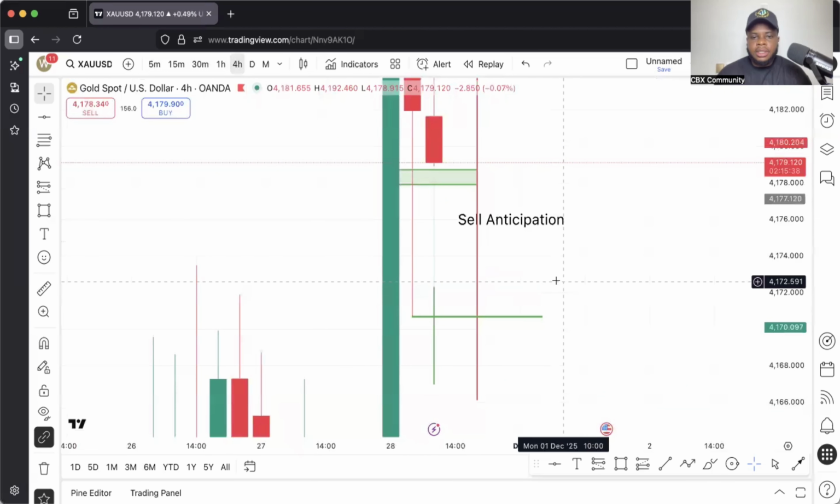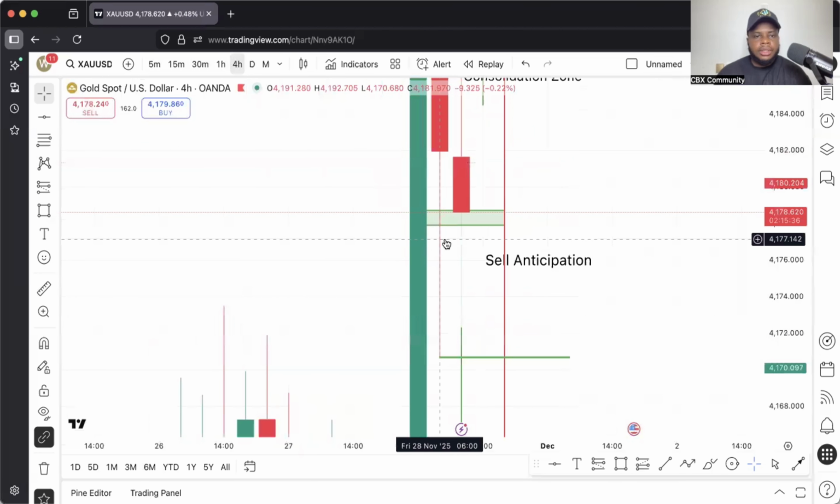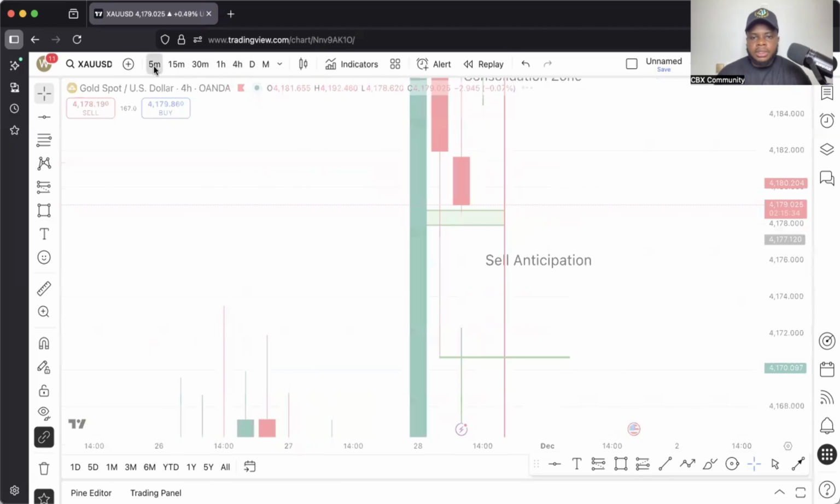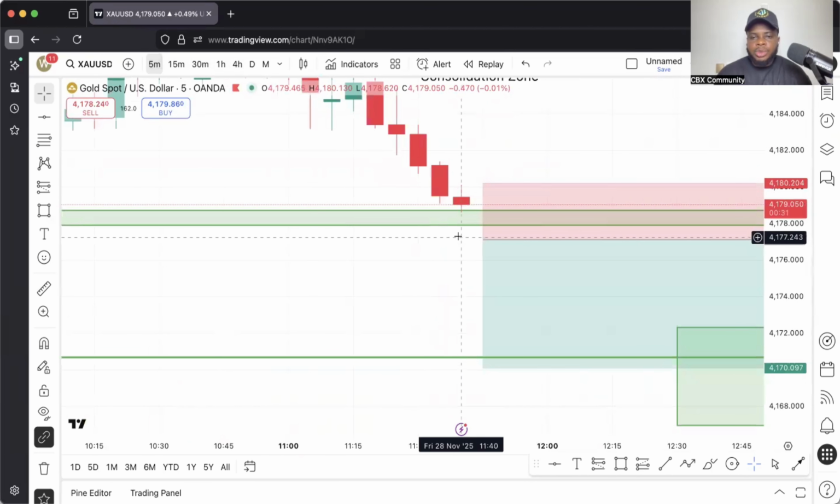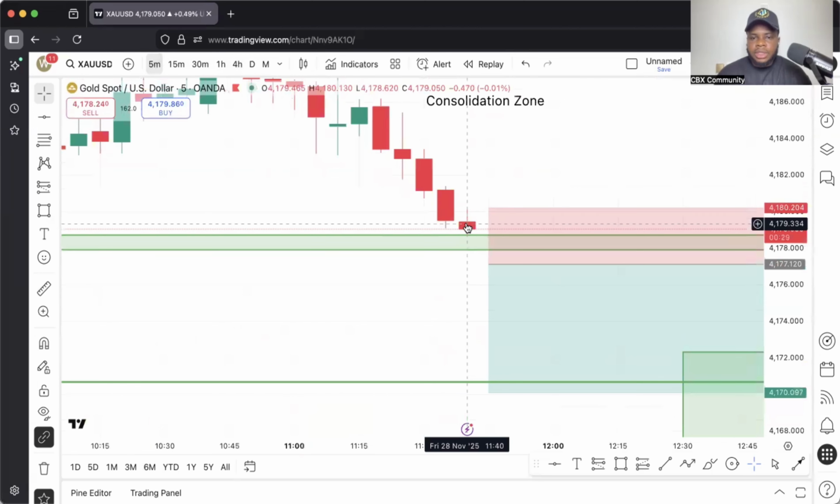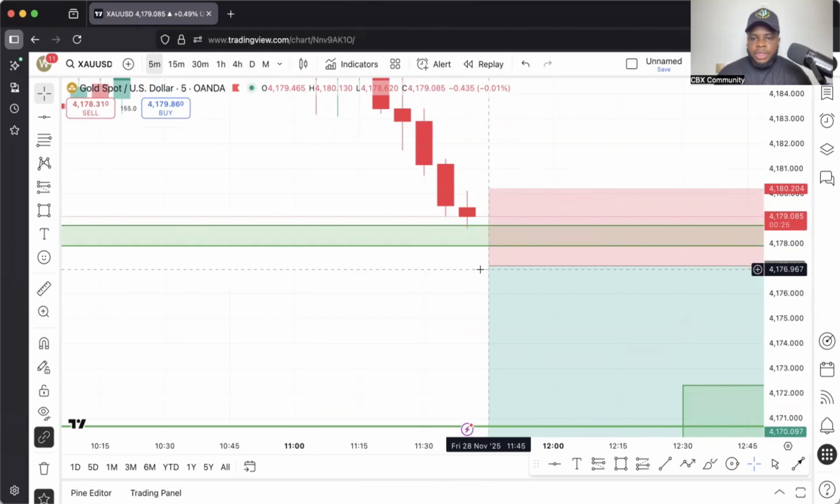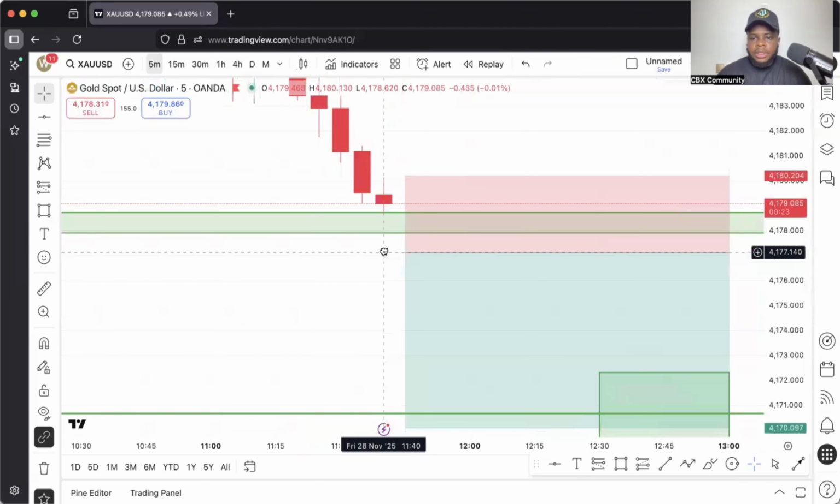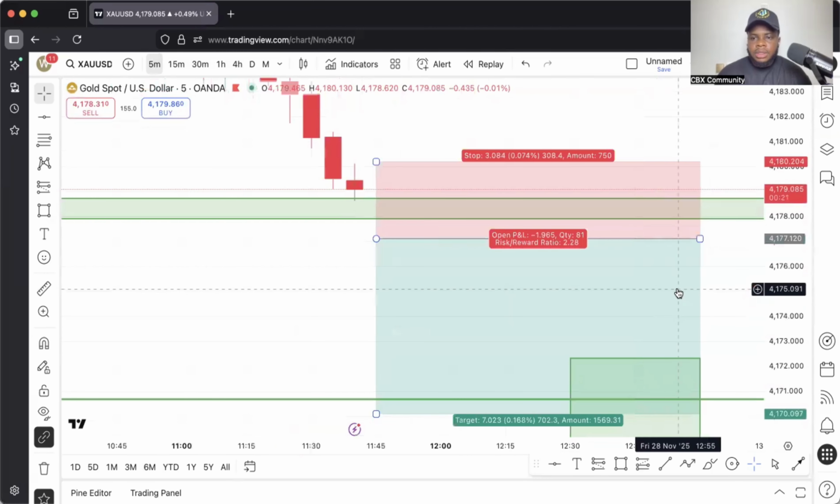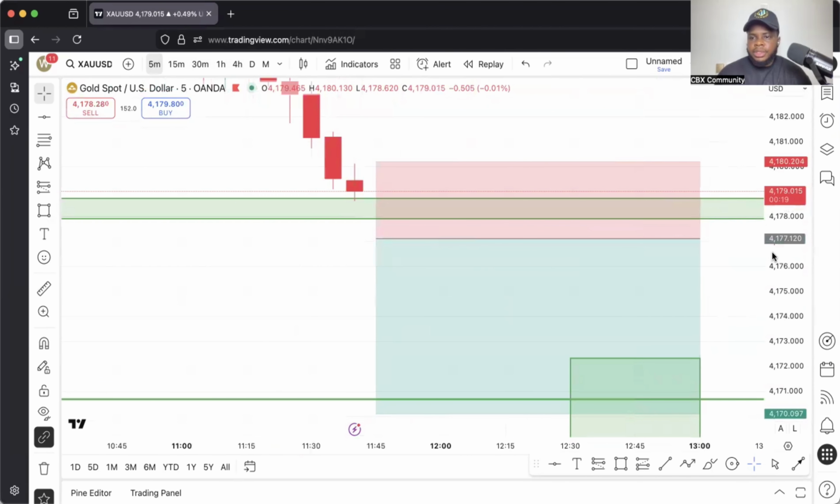So let's see. That is following the market right now. So let's wait for this 5 minutes candle to close. This is our position here. Our entering position is here. So let's be patient.